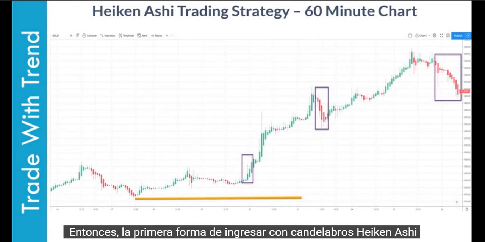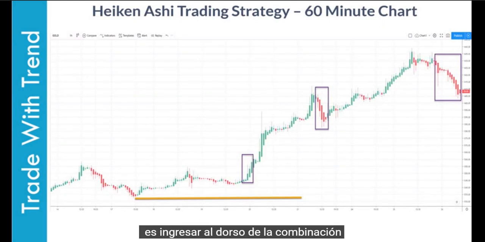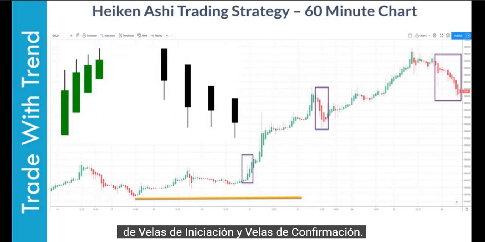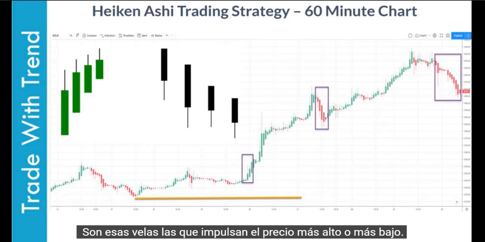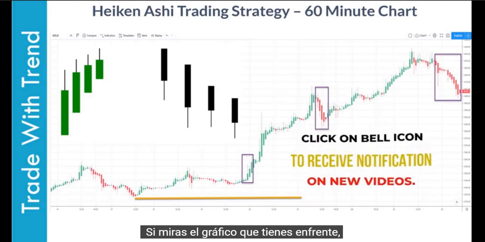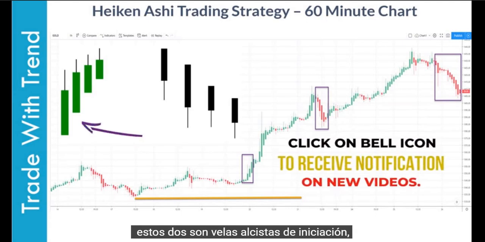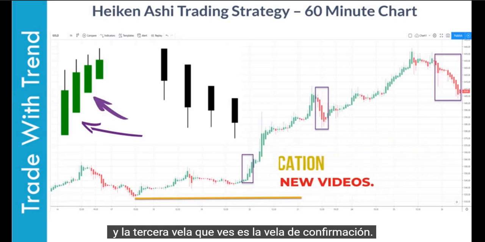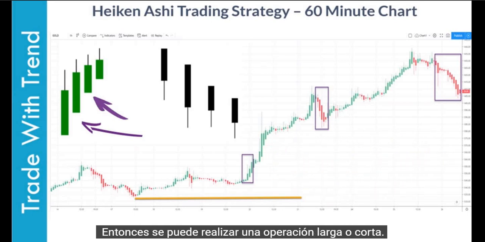So the first way to enter with Icon SG candlesticks is to enter on back of combination of initiation candles and confirmation candles. If you recollect, initiation candles are those candles that propel price higher or lower. If you look at the chart in front of you, these two are initiation bullish candles, and the third candle that you see is confirmation candle. Once you have this combination, long or short trade can then be taken.